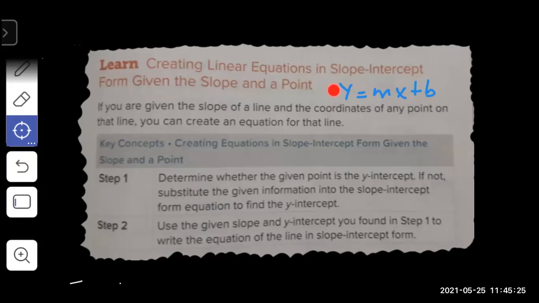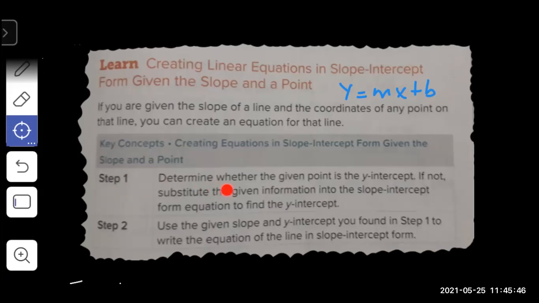We are going to create linear equations in slope-intercept form when, as I said before, I'm going to give you the slope and a point, and you will have to tell me what the equation is. So if you are given the slope of a line and the coordinates of any point on the line, you can create an equation for the line. This is basically what we're going to do.